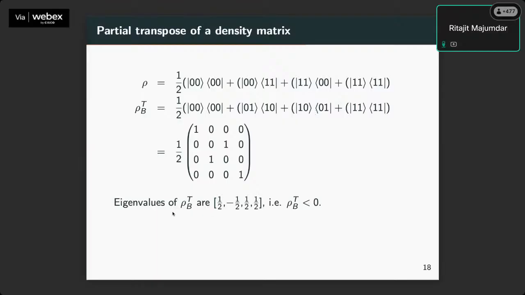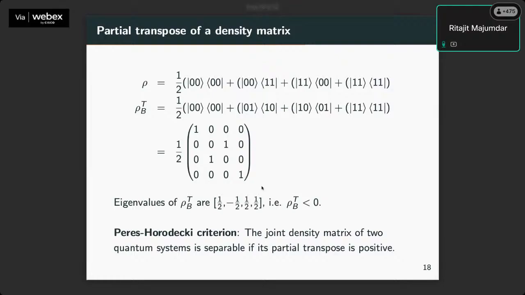Now, if you take the eigenvalues of this partial transpose, there are negative values. So that means this is no longer a valid quantum state, because now my eigenvalues don't correspond to probabilities. This is no longer a valid quantum state. And let's not go into that. There is something called the Peres-Horodecki criterion.